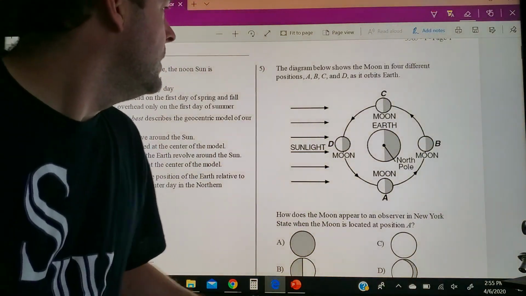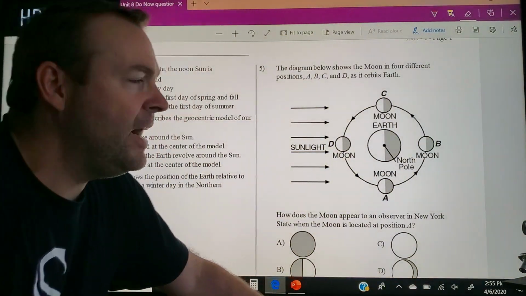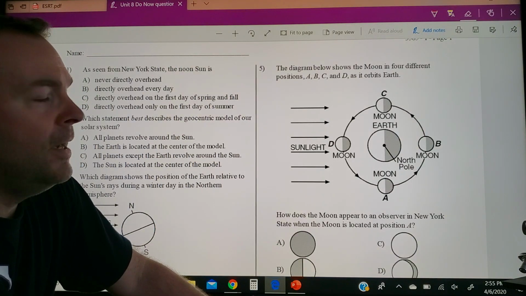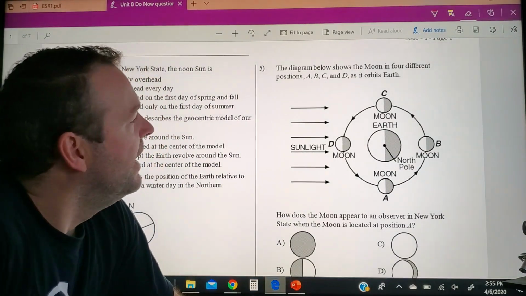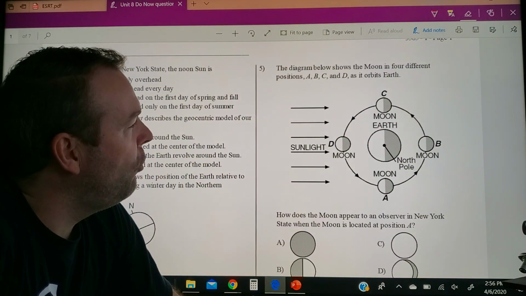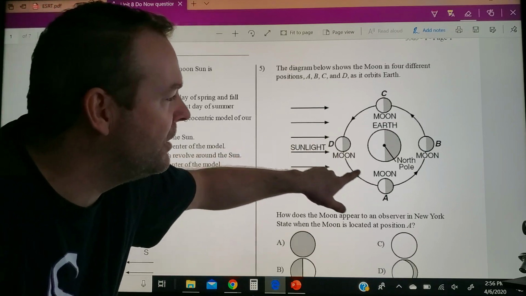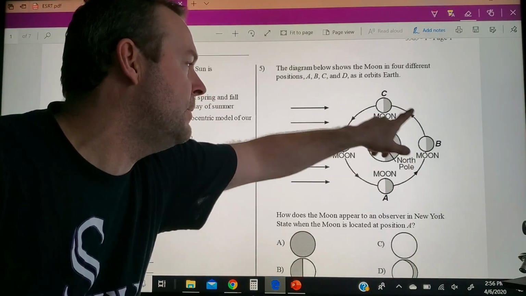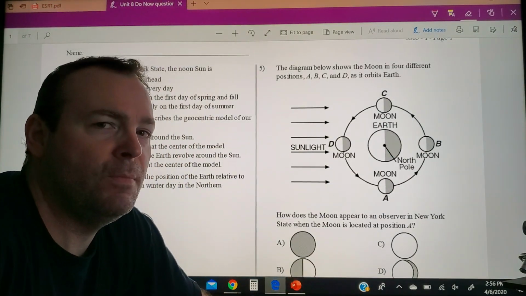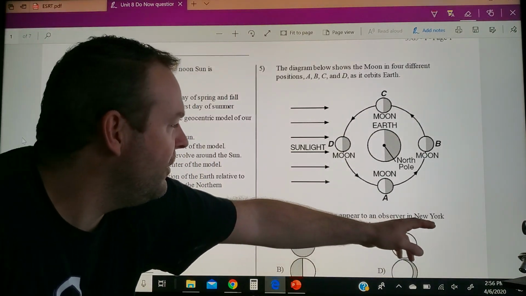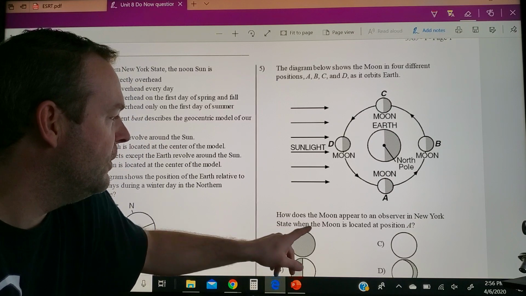Okay. I'll start out with number 5. A couple of moon questions, a little lunar action. All right, the diagram below shows the moon in 4 different positions, A, B, C, and D, as it orbits the Earth. That orbit is going to be a counterclockwise motion around the Earth when viewed from the North Pole perspective. How does the moon appear to an observer in New York when the moon is at position A?